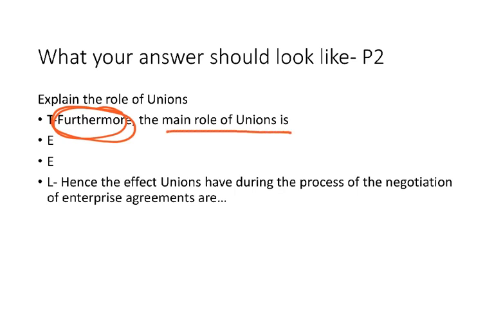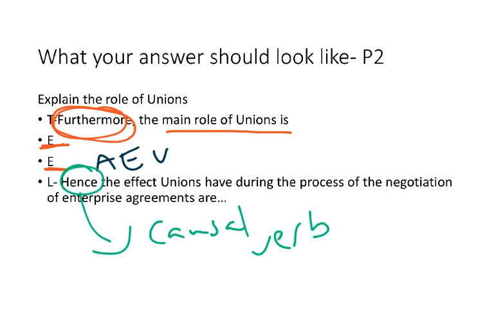The main role of unions: expand on it, maybe do some facts, maybe talk about the AEU or the Qantas one. So the Qantas one is the Australian Services Union. And then once again, link back to your question. So using your causal verb. So hence, thus, as a result, I've given you guys a list, and link back to the focus or the limiting words. So we were looking at the process of negotiation of enterprise agreements.